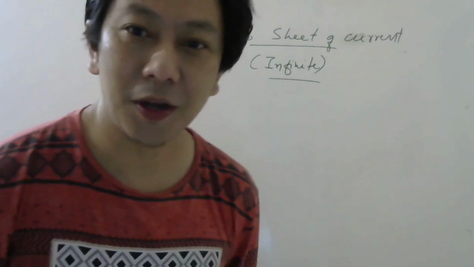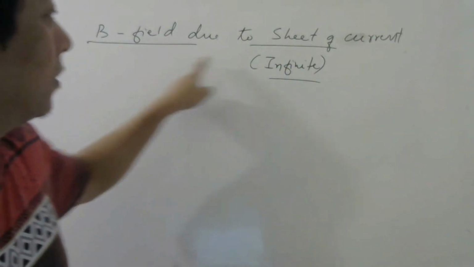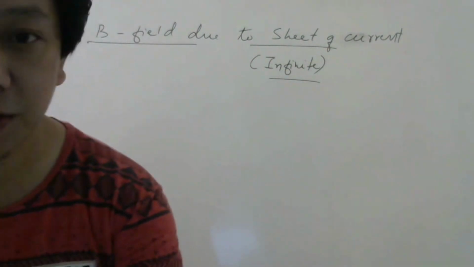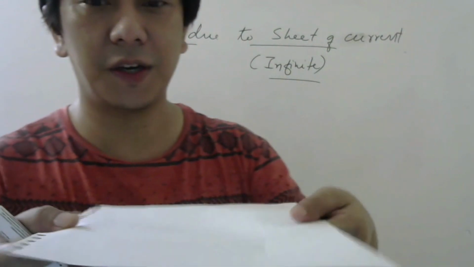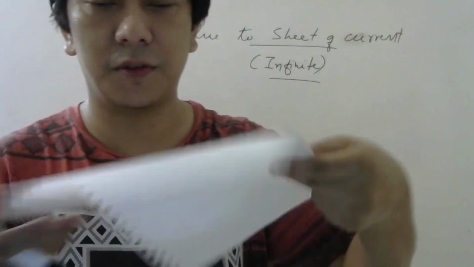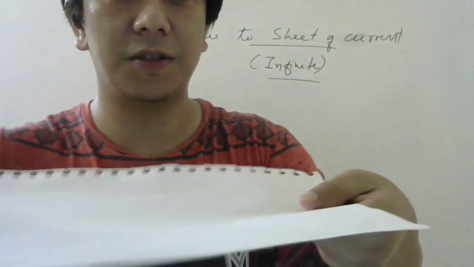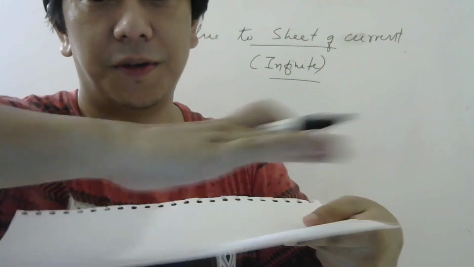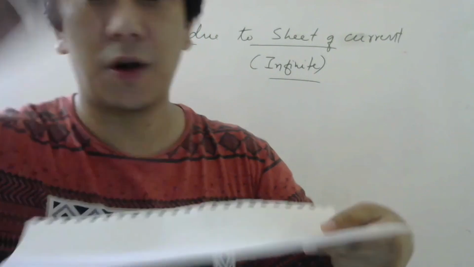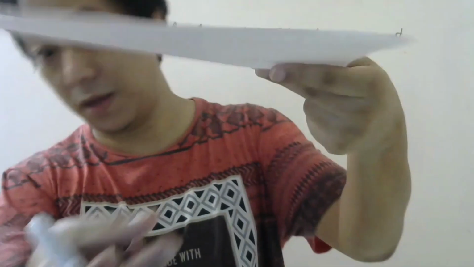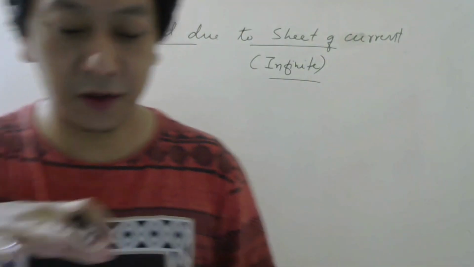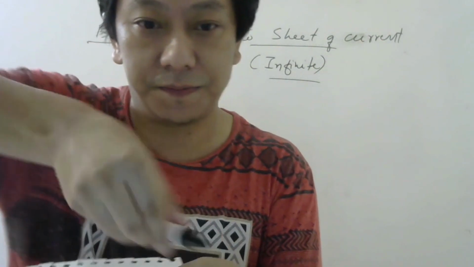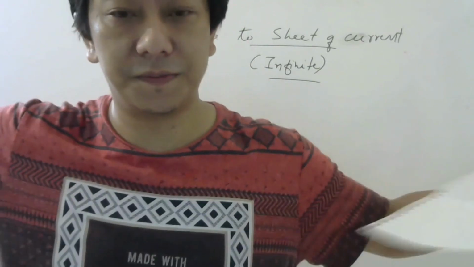Okay, one last topic I want to do, and that is the magnetic field due to a sheet of current, which is an infinite sheet. So if this kind of sheet of current is given, imagine the current is coming like this towards you. The current is along the sheet, and we want the magnetic field somewhere here or maybe here. So what will be the magnetic field at a point due to a sheet of current? Remember, the current is flowing this way. Imagine an infinite sheet.